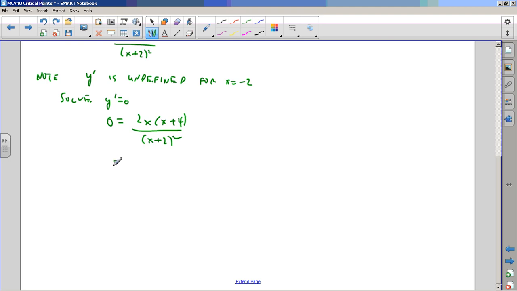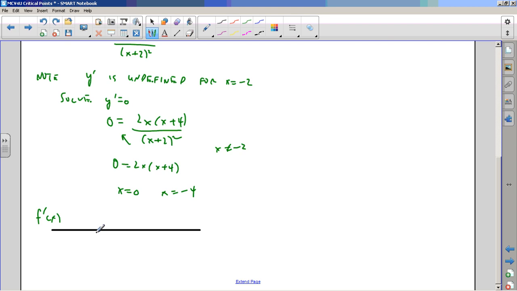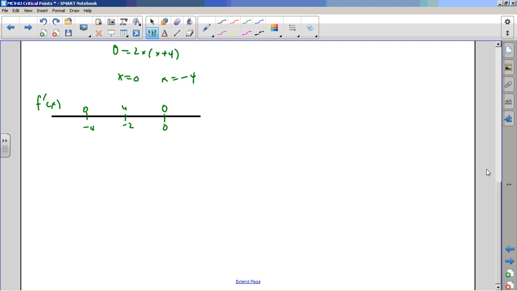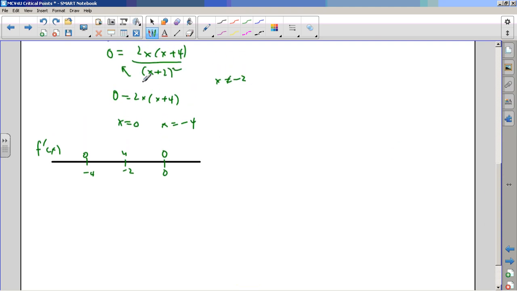I could multiply there if you can't see that, right? As long as x is not equal to -2, then I got x equals 0 and x equals -4. Flying right along here, aren't I? F prime at x. Put those numbers on our sign chart. So we said it's undefined here, 0 here and here, and then I'm thinking about the sign of these things otherwise. So let's see. There's my f prime at x.